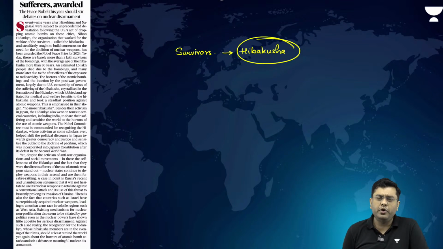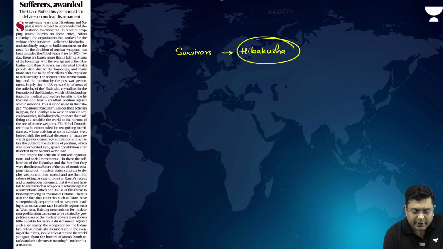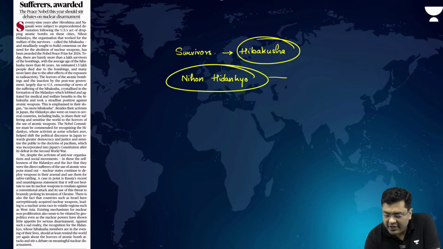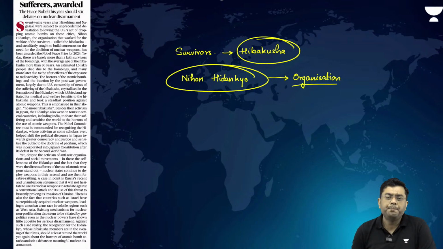They have visited India also, and that is where they are very important. Now, there is a group, right? So, that is Nihon Hidankyo. Now, this is the organization which has worked tirelessly in order to raise the plight of the Hibakusha.